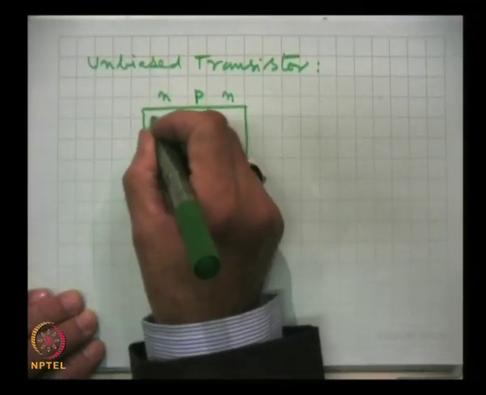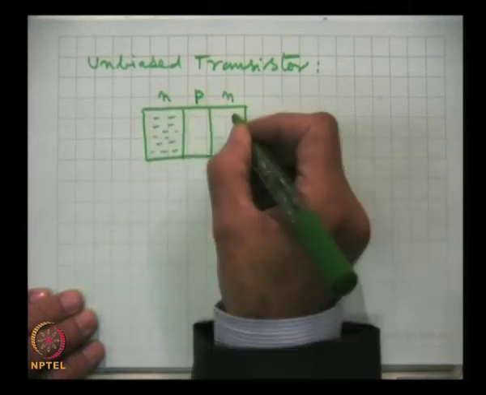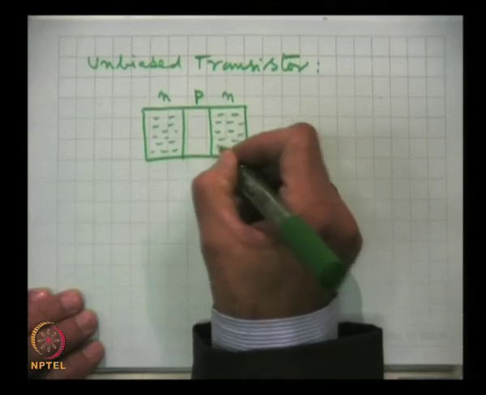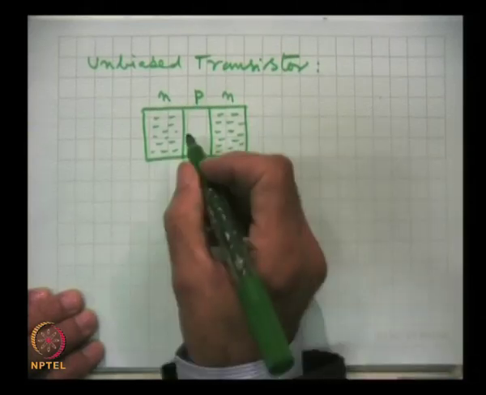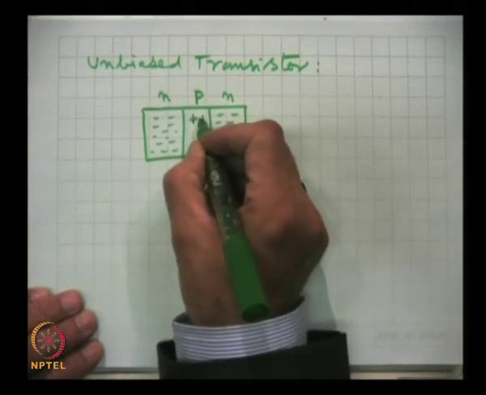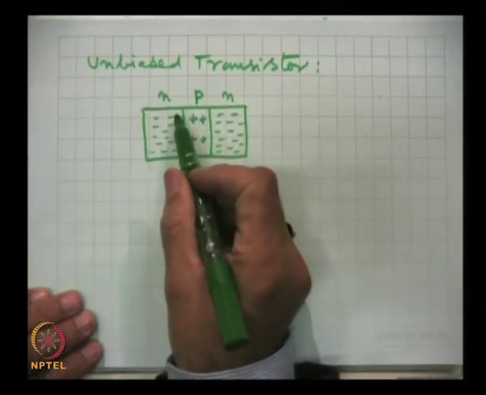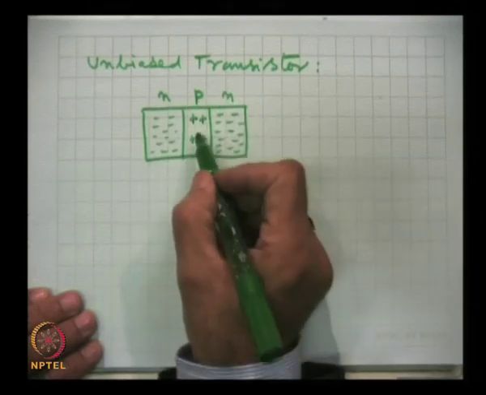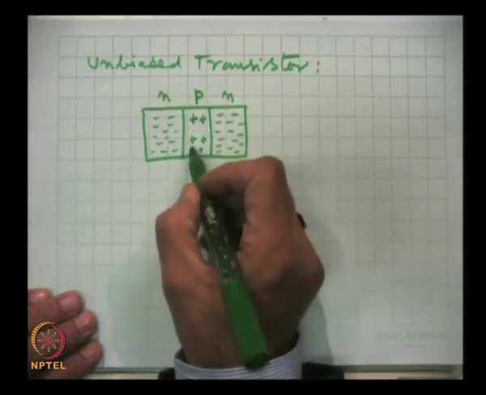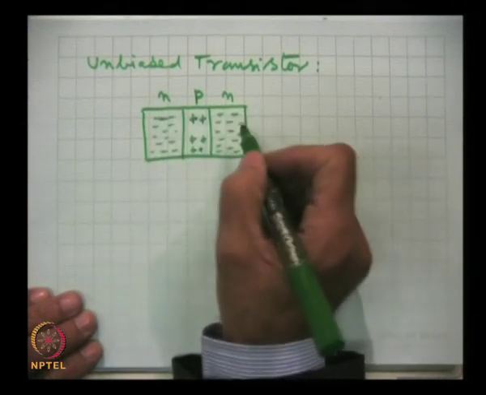Here there are majority electrons, here also majority electrons, and in the p type material, which is the base, there are holes. The emitter is very heavily doped, that means a very high density of electrons here. The base is very lightly doped, so there are fewer holes here, and this is the moderately doped n type collector.